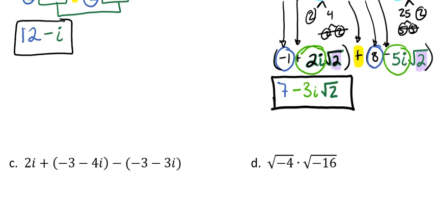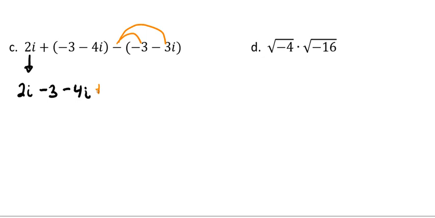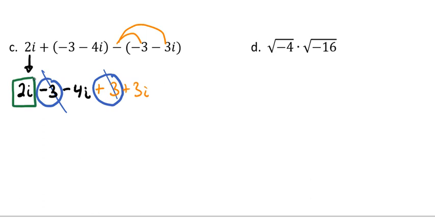Let's do a couple more examples. Here we have 2i plus the quantity negative 3 minus 4i, minus the quantity negative 3 minus 3i. We'll bring down our 2i. When we distribute our positive, nothing really changes, so we bring down negative 3 minus 4i. But when we distribute that negative, it gives us a positive 3 and a positive 3i. We put the real numbers together: negative 3 and positive 3 cancel each other out. Then we put our imaginary numbers together: 2 minus 4 plus 3 gives us a value of i. So this is a pure imaginary number because it's just the imaginary number.